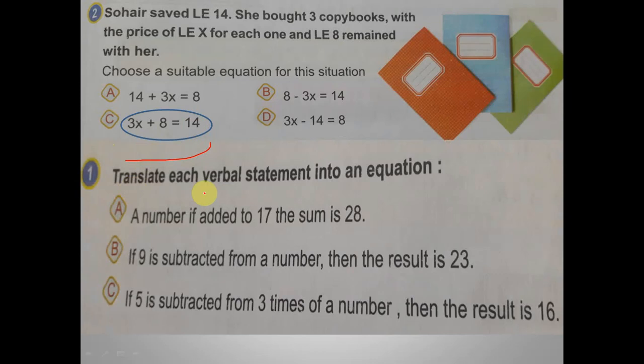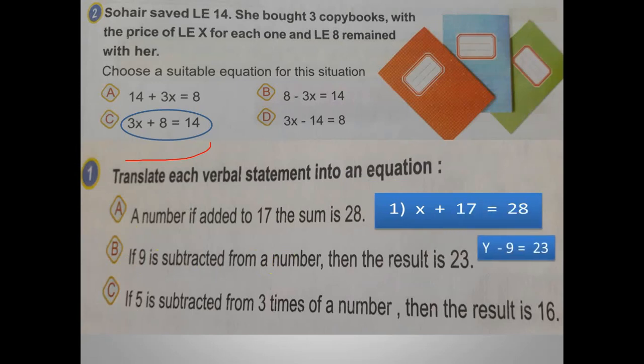The second one: translate each verbal statement into an equation. A number x, if added to 17, the sum is 28. X plus 17 equals 28. Number 2: if 9 is subtracted from a number, the result is 23. Y minus 9 equals 23.